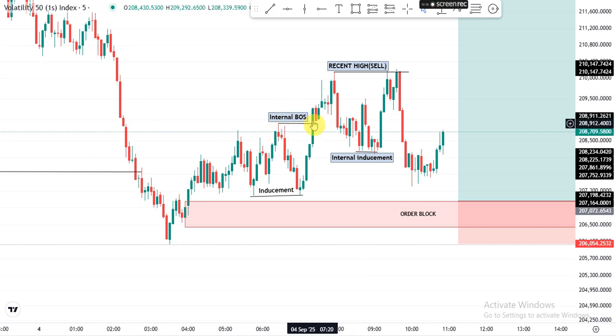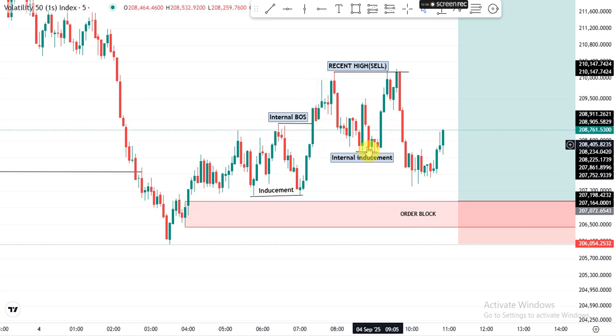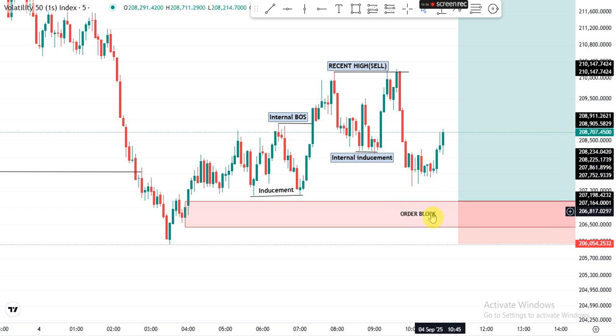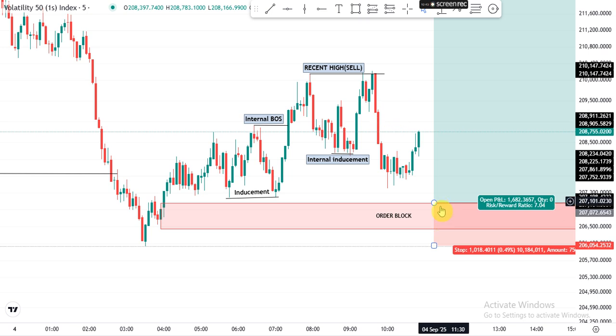Here I spot this internal break of structure. You can see it closed above this high with a full body candle. Now, looking at this alone, that tells you that the market is going to return back to the order block, the origin that created this break of structure. So all you need to do is wait for the market to come to this order block, then you initiate your buy. So I'm waiting here to take a buy from here on this day, 4th of September.